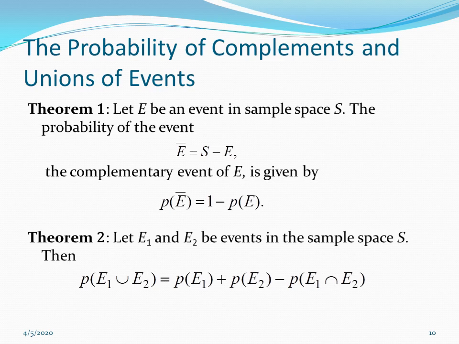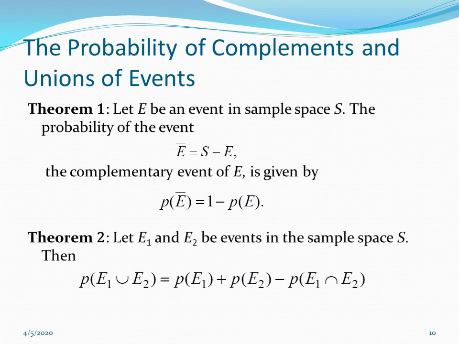Let E be an event in the sample space S. The event E bar is just the complement of E in the sample space. That is, as a set of S, the complement of the event E is the complement of E as a subset of S. So it's the set of all events in the sample space that are not in E. This is called the complementary event of E, or the complement of E. The probability of the complement of E is equal to 1 minus the probability of E.